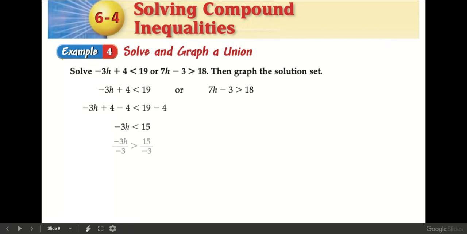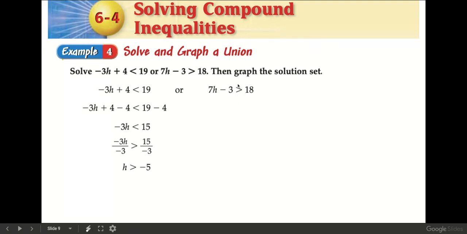Next step is to divide both sides by negative 3. Since I divided both sides by a negative, remember that you have to flip the inequality symbol. Anytime you multiply or divide both sides by a negative, that happens. So once I do that, I'll simplify it, right? I get h here, and then 15 divided by negative 3 is negative 5. So on this inequality, I know that h has to be greater than negative 5.